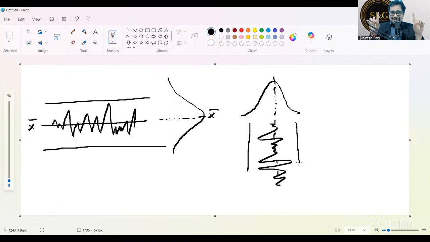Have you understood this? Control limits are the same data. Control limits, we plot it horizontally. Histogram, we plot it vertically. How many of you got it?